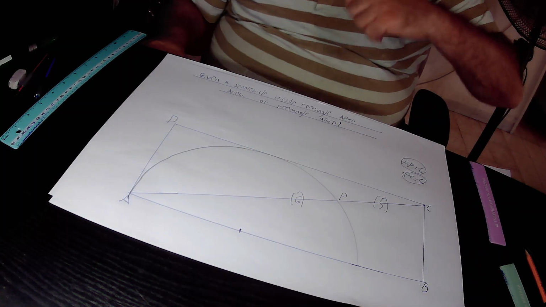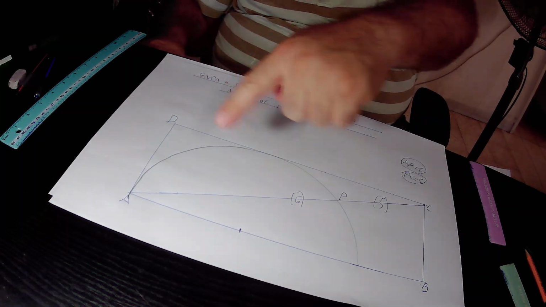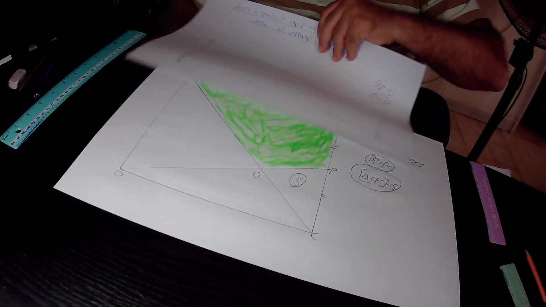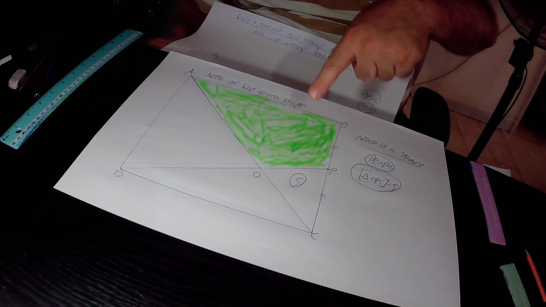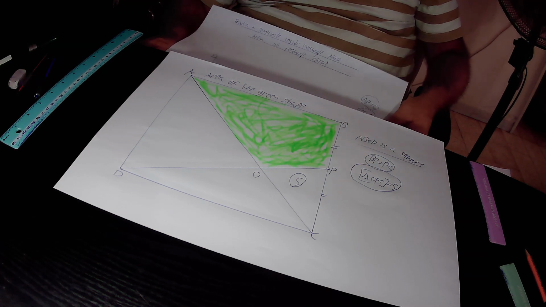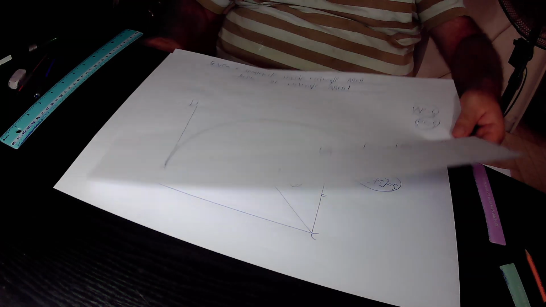And now in this lecture we'll answer two questions. In the first question we find out the area of this rectangle ABCD, and in the second question we'll find out the area of this green shape that is inside square ABCD. So we'll start with the first question.